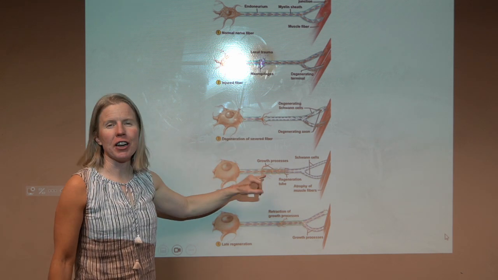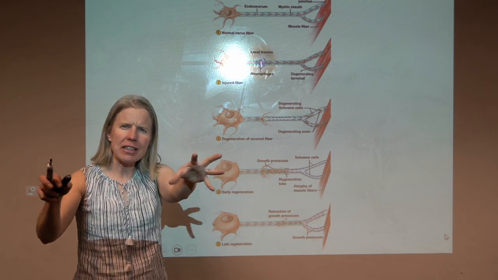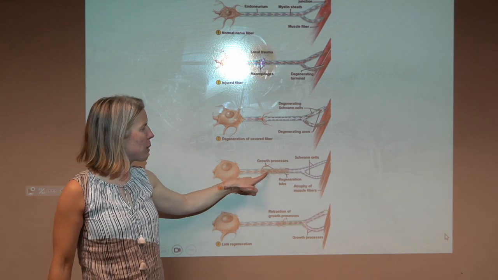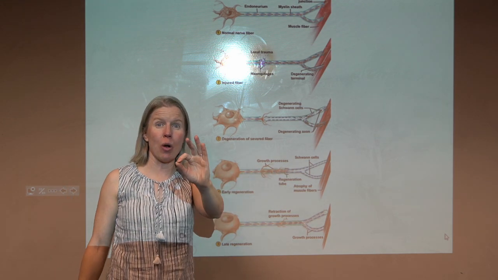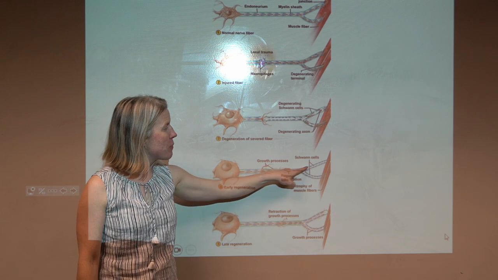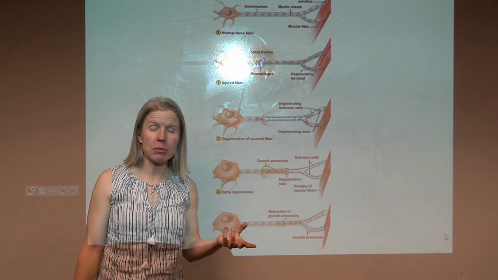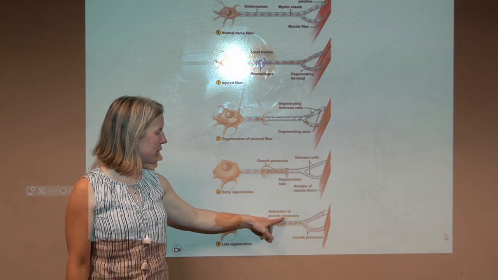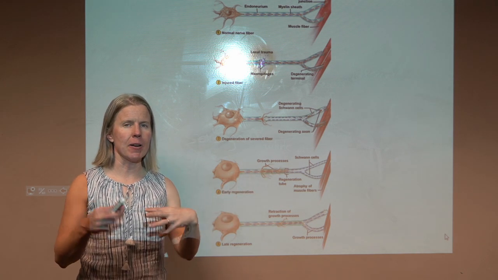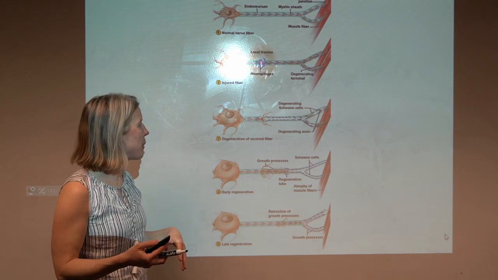I think this is kind of fun. It's like sticking out all of these attempts to find the right way, right? But one of them finds the way down the tube left by the Schwann cells and is going to be able to make contact most of the time. And then we'll see that those other growth processes kind of atrophy and go away.